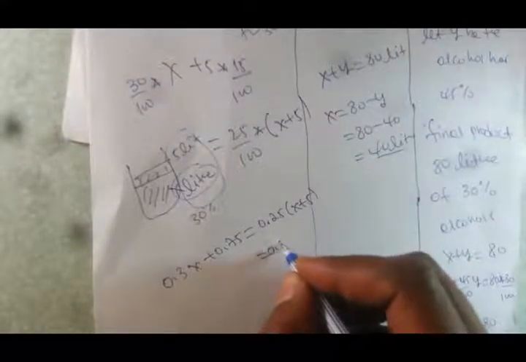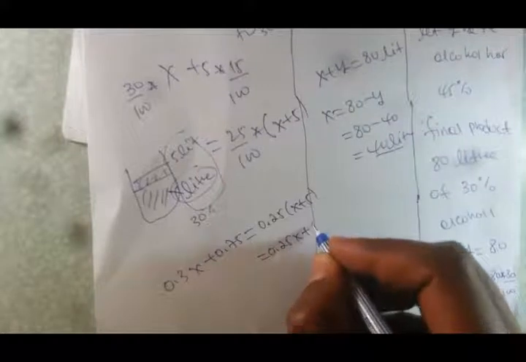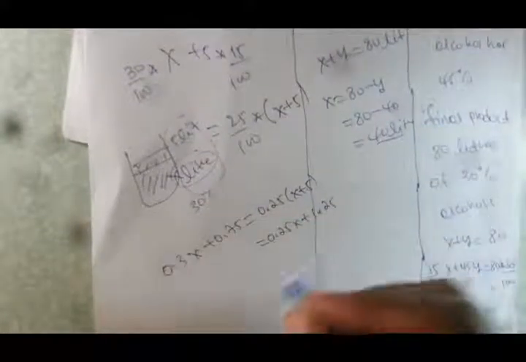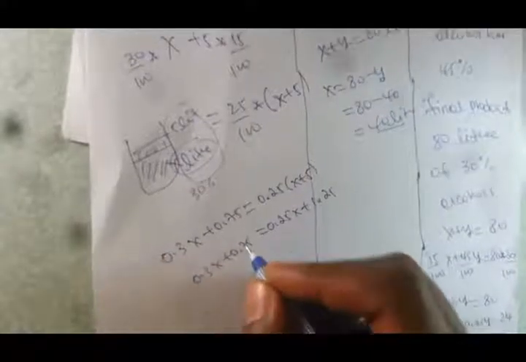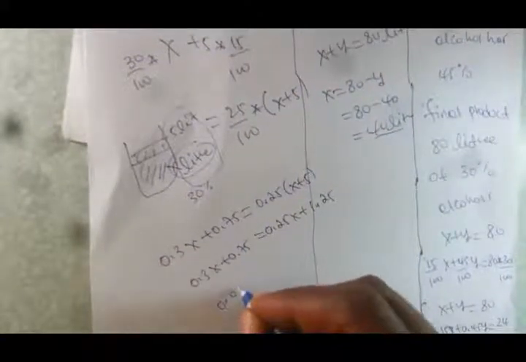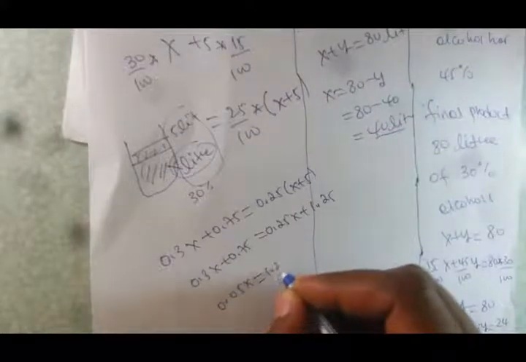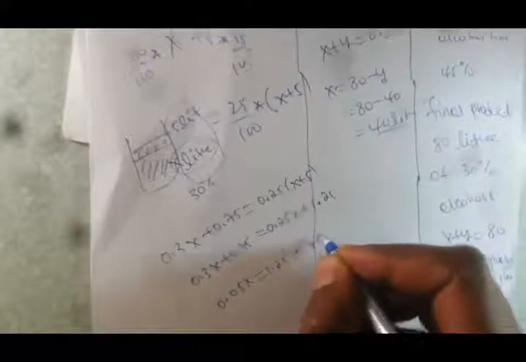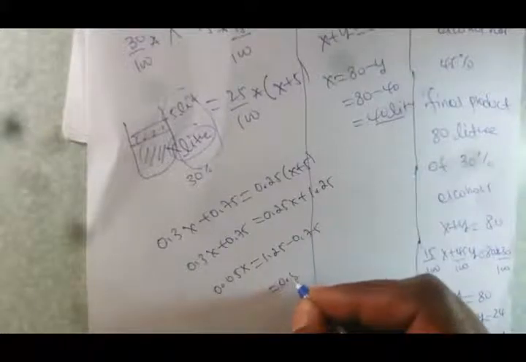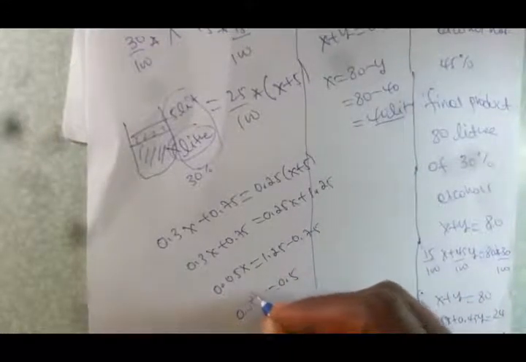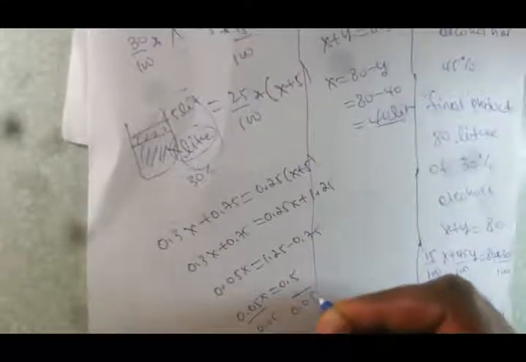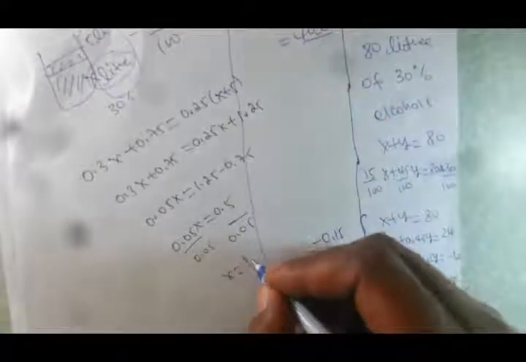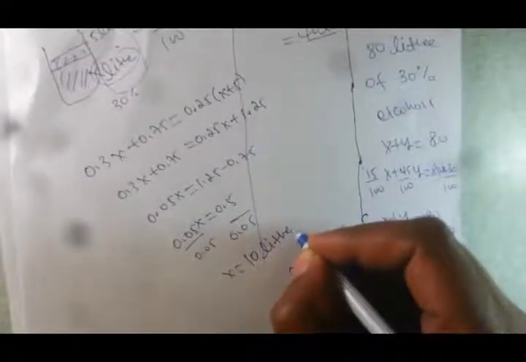This is equals to 0.25x plus 1.25 is equals to 0.3x plus 0.75. This is equals to 0.05x is equals to 1.25 minus 0.75. This is equals to 0.5. When you divide by 0.05, x is equals to 10 liter.